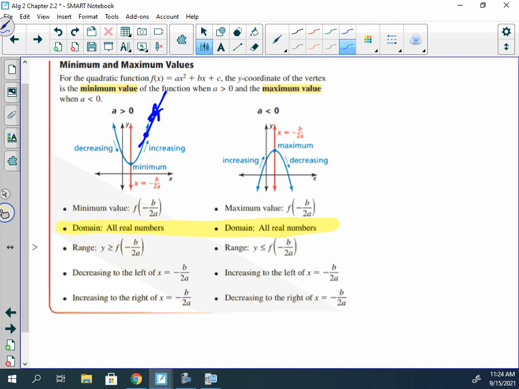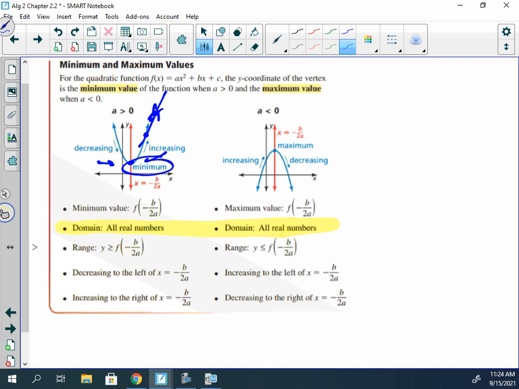But the vertex here, is there any point that is lower than this point? No, because if I go to the left of it or to the right of it, it starts going back up. So if the parabola opens up, the vertex is going to be at the minimum value, and we're mainly focused on the y value of the vertex. Because the y value of the vertex would be the minimum value, the smallest value for this here.